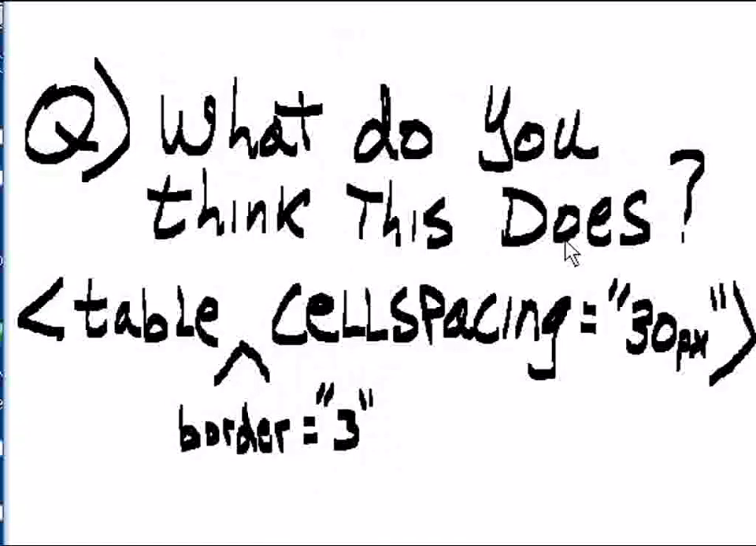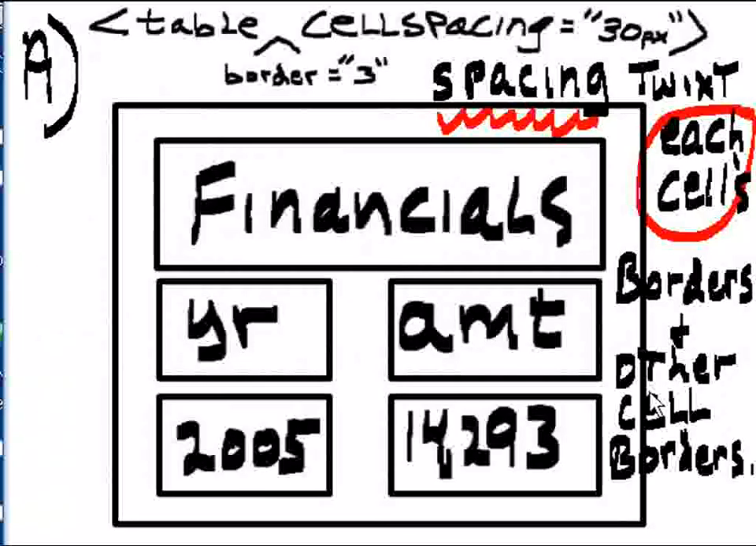What do you think this does? Table, border equals 3, cell spacing equals 30 pixels. What does that do? It does this. It determines the spacing between each cell's borders and other cell borders. This spacing here. This should be a little closer.